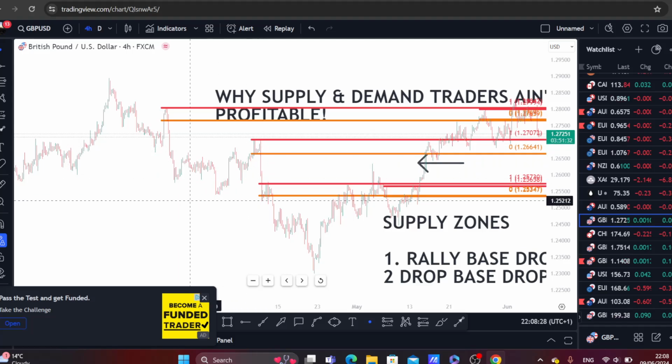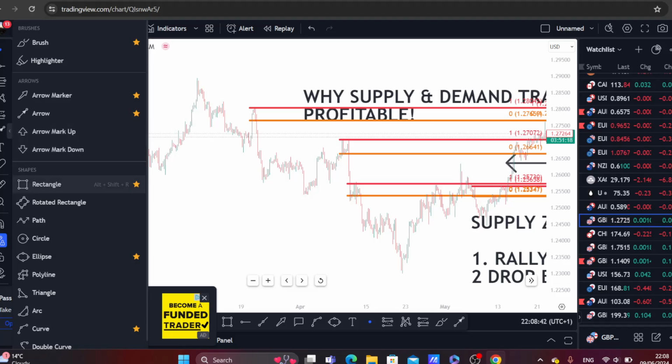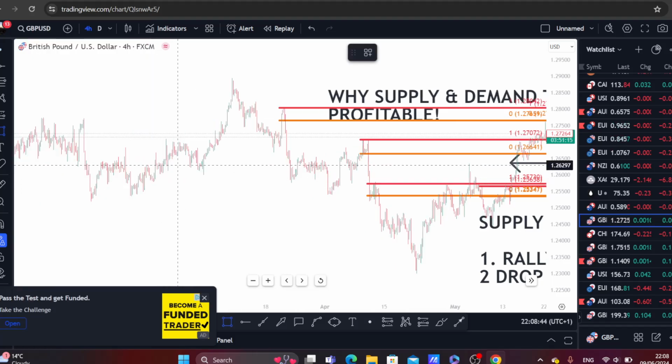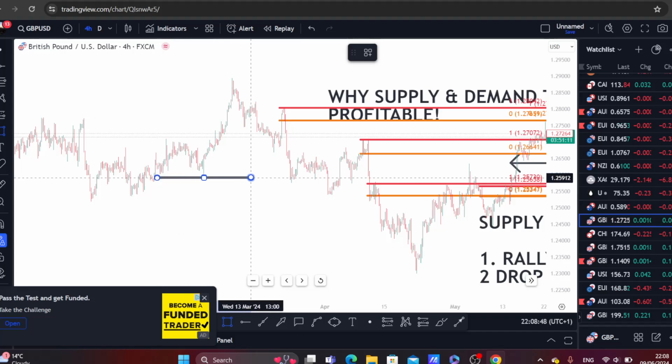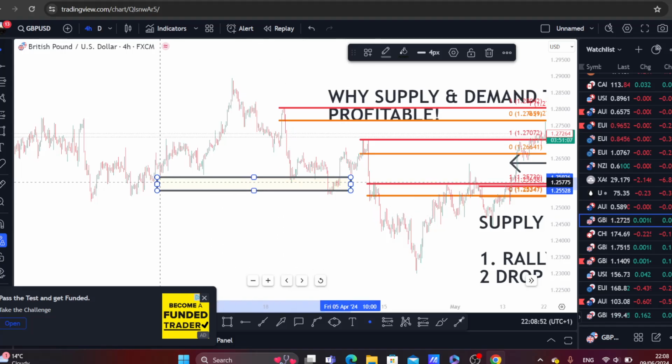And I'll explain to you why you lost all these 5 trades. The reason is because of this level right here. This level right there. So this support level right here.